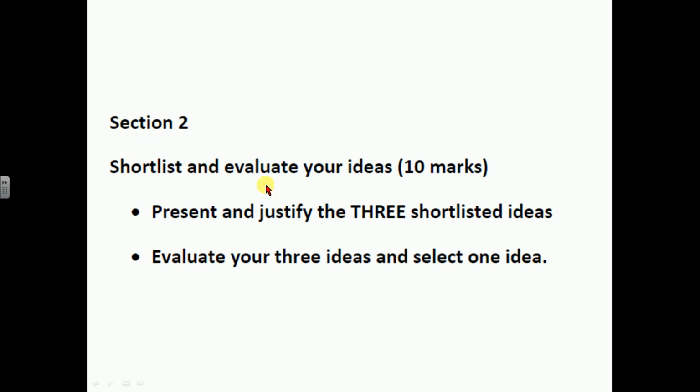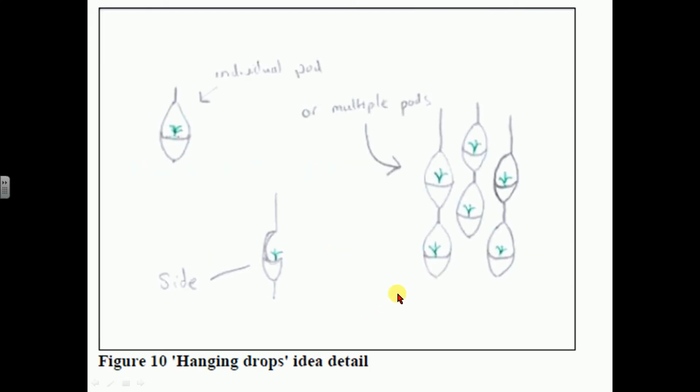Now, section 2 is where you're doing the evaluation, and you want to shortlist your 10 ideas down into a shortlist of three, and then evaluate them. I don't know if you recall, but the student was previously using just pencil, and they've gone into section 2. What they've done is this really subtle thing.